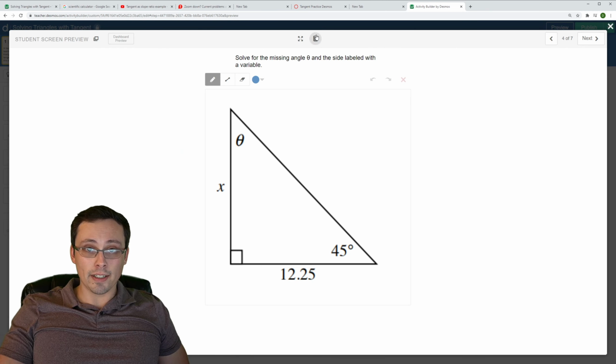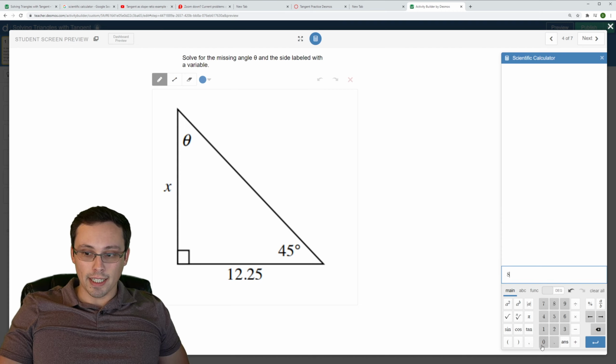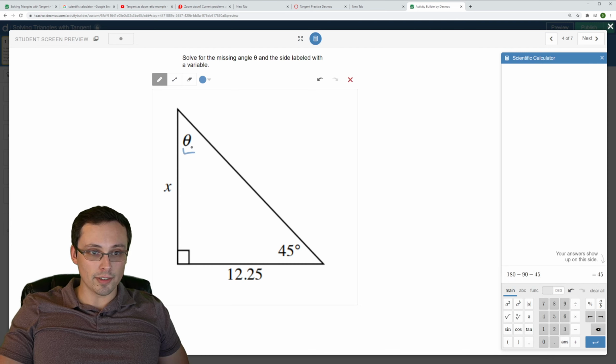Okay, finding the missing angle. This should be getting quick now. 180 minus the two angles that we know. Oops, I just typed in 80. 180 minus the 90 and minus the 45 leaves us with 45. So these are actually both 45-degree angles.